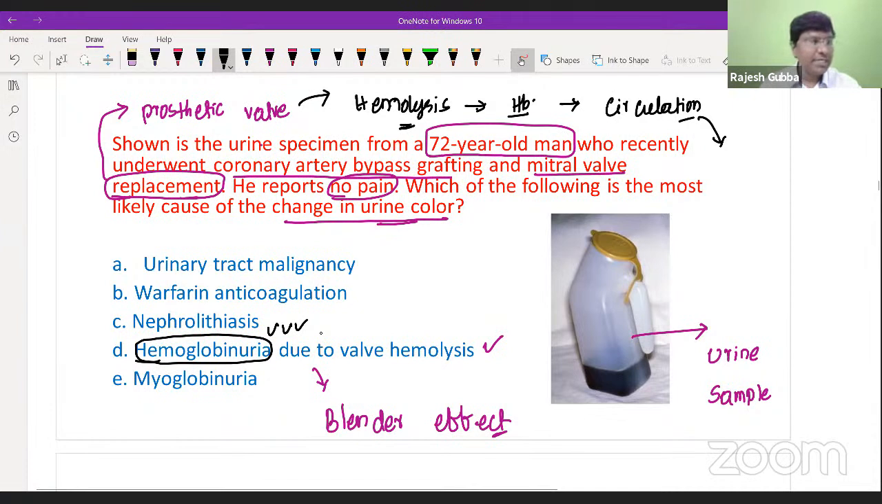Okay, now the next question is going to be another image based question, and that is going to be a still very interesting question, right? And let me see how many of you will answer this.